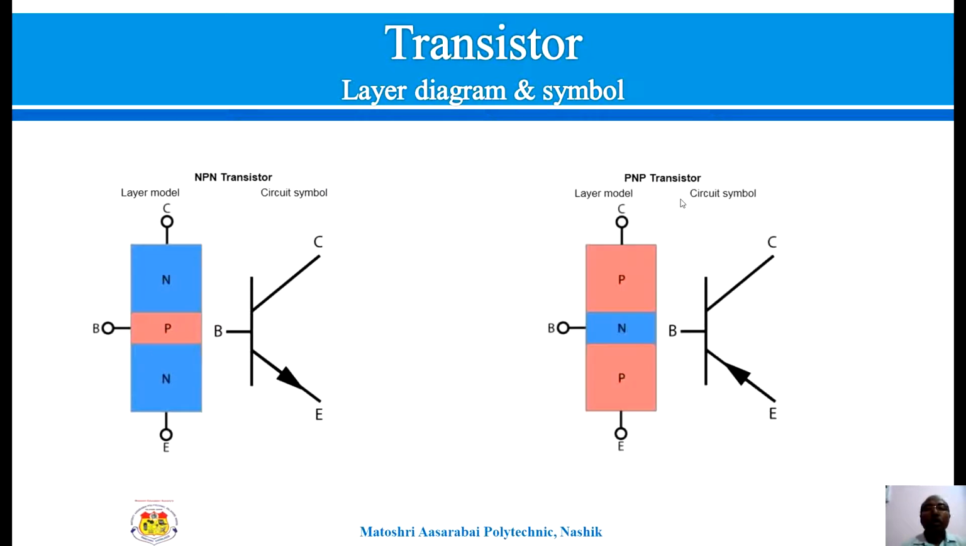Now the next device we can see is the transistor. Transistors are of two types, NPN transistor and PNP transistor. It has three terminals: collector, base, emitter. Here we can differentiate these two transistors using the emitter arrow. In the case of NPN transistor, the emitter arrow is outward, while in case of PNP transistor the arrow is inward.